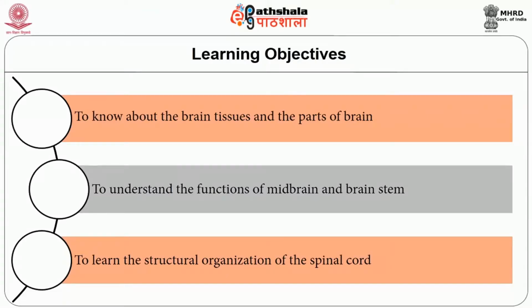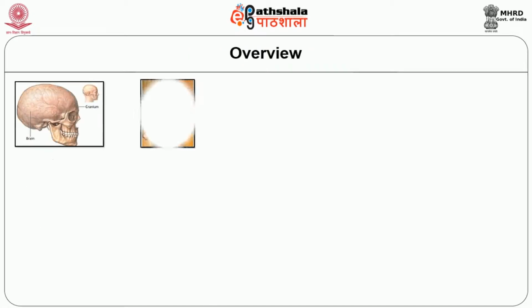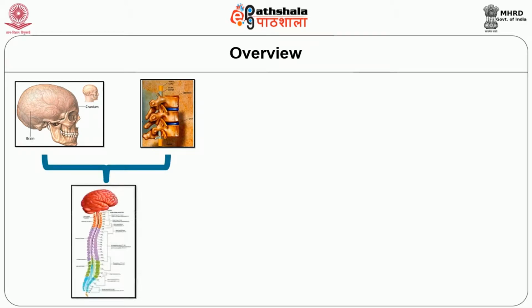This module will enable you to know about the brain tissues and the parts of the brain, to understand the functions of the midbrain and brainstem, and to learn the structural organization of the spinal cord. The brain is housed in the cranium and has several parts, whereas the spinal cord is housed inside the vertebral column. These organs of the central nervous system are covered by tough protective tissues called meninges, and they are surrounded by the cerebrospinal fluid, which provides protection.